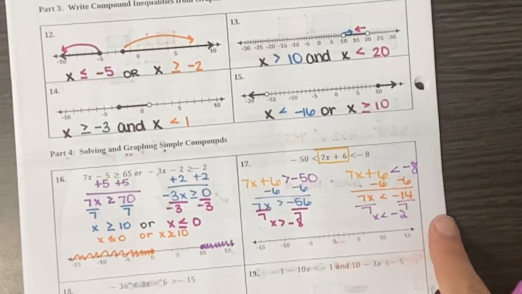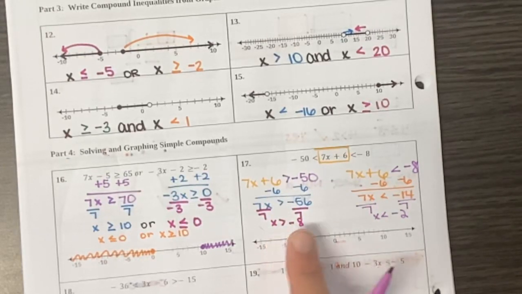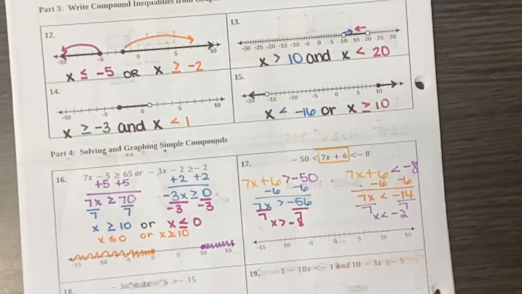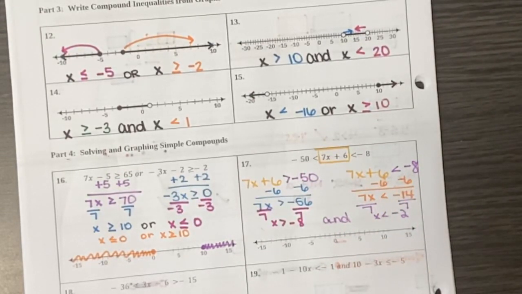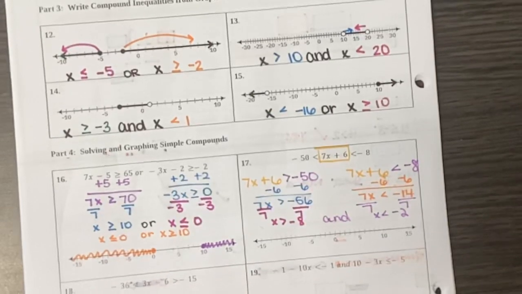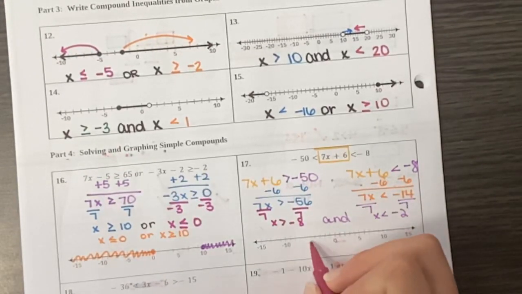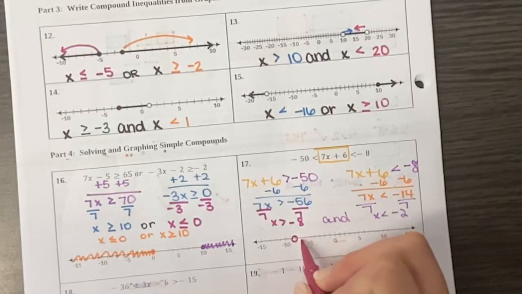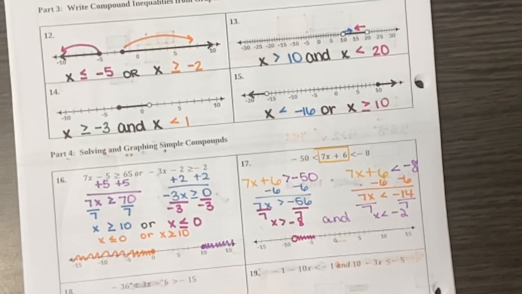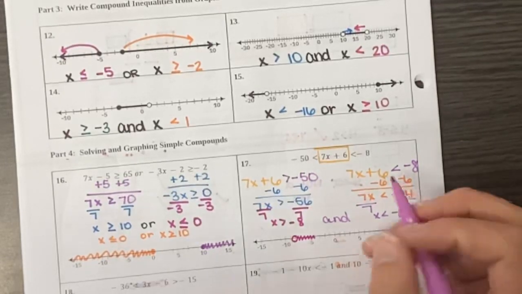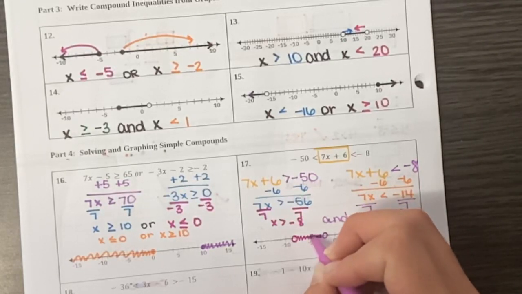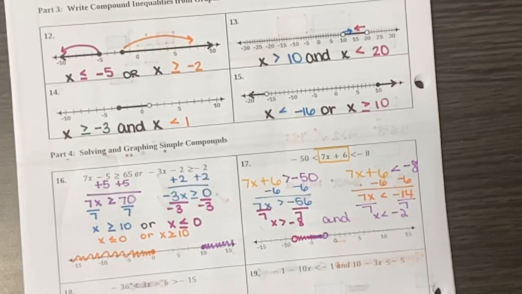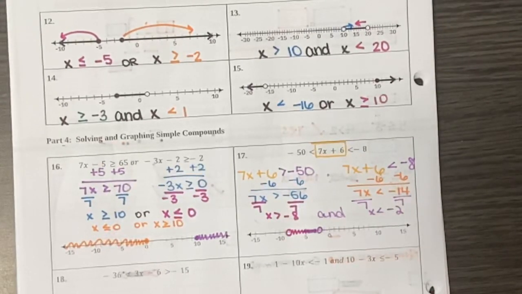These are in numerical order. Negative 8 is a smaller number. Negative 2 is the bigger number. I do not re-smush these. I just write the word and in the middle. That's just personal preference. So now I'm going to graph it. I have an open dot on my negative 8. And I'm going in. I'm going to have an open dot on my negative 2. And I go to the left. On an and, if it's a normal situation, they are going to overlap.